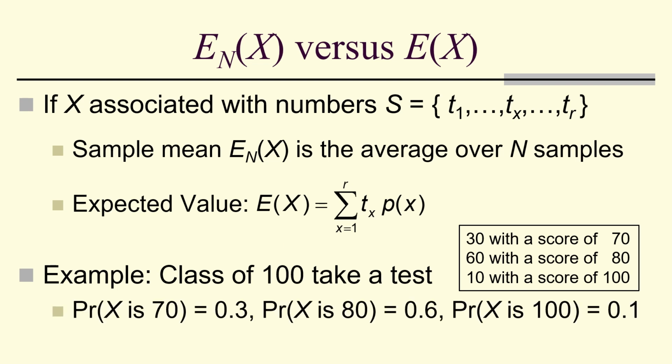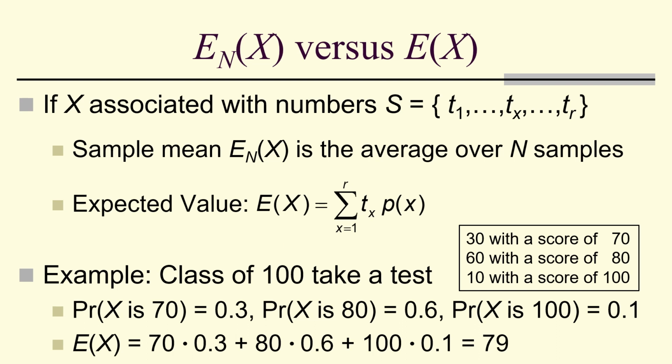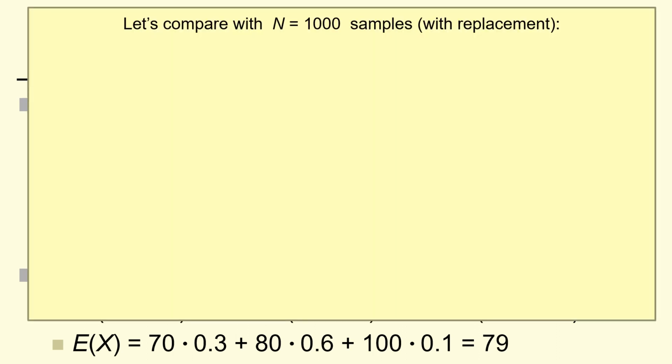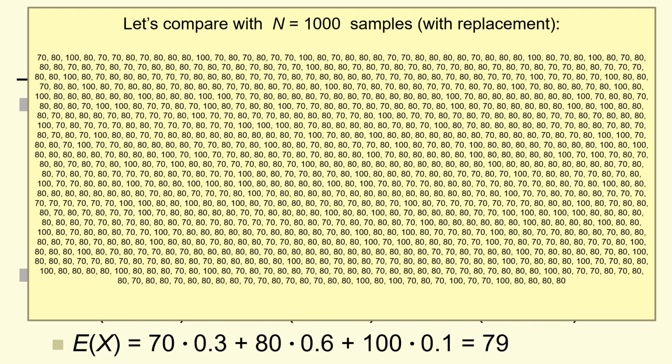So our probabilities: the probability of 70 is 0.3, 80 is 0.6, and the probability of 100 is 0.1. The expected value is 79. But let's take 1,000 samples. Notice we couldn't even do that unless we had replacement. So we sample and pull out a student, look at their score, put them back in, sample again, put them back in, and we do that 1,000 times. And here's the result.